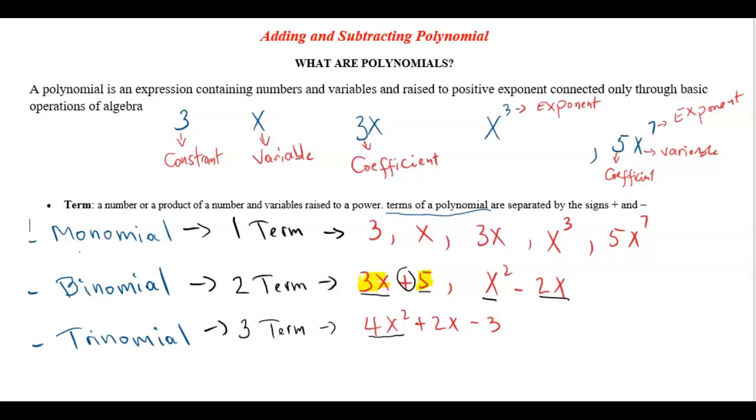So I got a plus sign, so I'm switching to another term. So I got my second term right here, 2x, boom. Then I hit a negative sign, so that's when I'm switching to another term. So my other term will be 3. So that's 3 terms, okay? So every time you have a plus or a minus sign, that's telling you you're switching to another term, okay? So a trinomial is a polynomial with 3 terms. So we got monomial, 1 term, binomial, 2 terms, and trinomial, 3 terms.